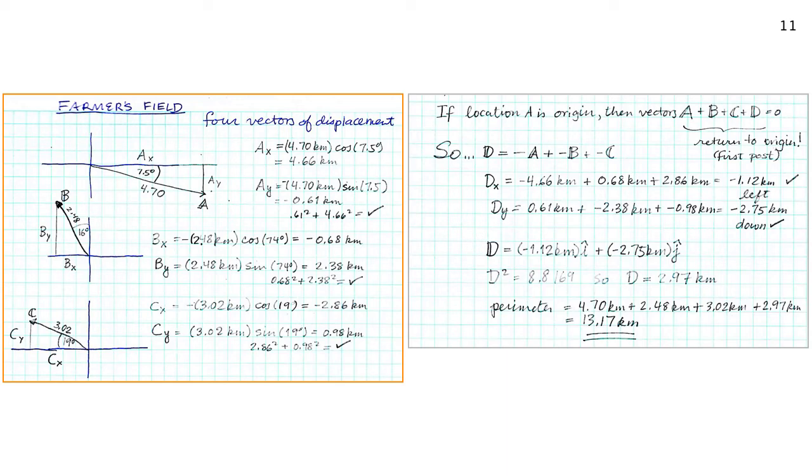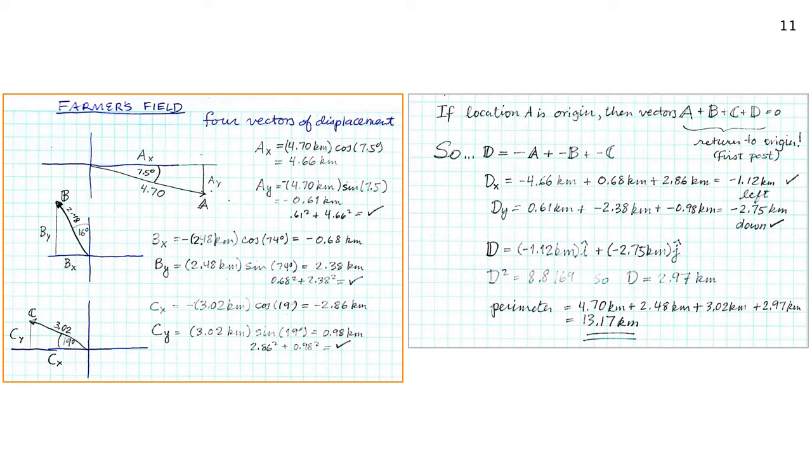So vector B, that's second quadrant, so that's negative X component, positive Y component: negative 0.68 kilometers horizontal component, 2.38 kilometers vertical component. And hey, you guys, these are physical vectors, so you have to use the unit of measurement, which is kilometers.